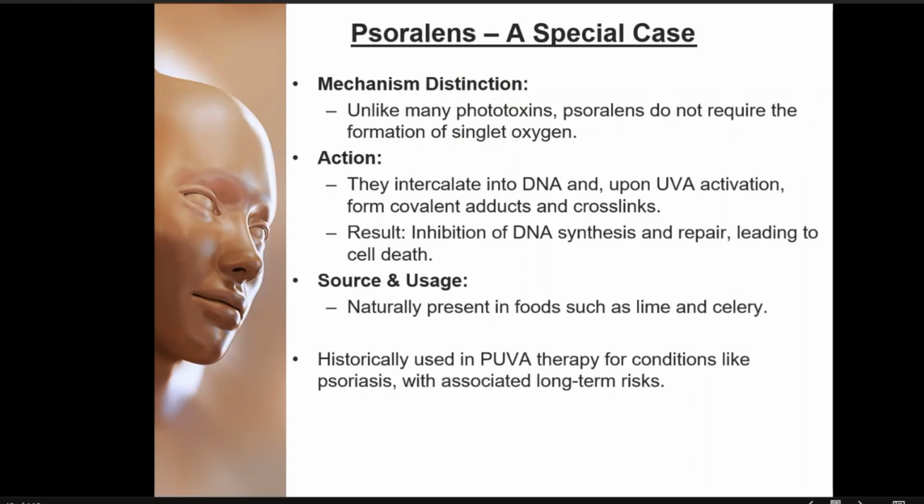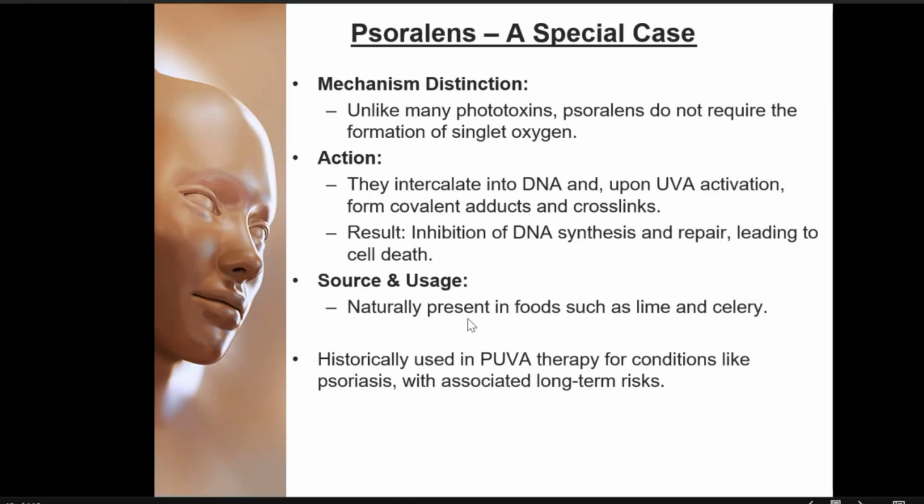Psoralens. This psoralen is normally used during PUVA therapy. The mechanism, unlike many phototoxins: psoralens do not require the formation of singlet oxygen. They intercalate into the DNA, and upon UVA activation form covalent adducts and cross-links in the DNA, resulting in inhibition of DNA synthesis and repair, leading to cell death. By this way, it produces the toxicity.